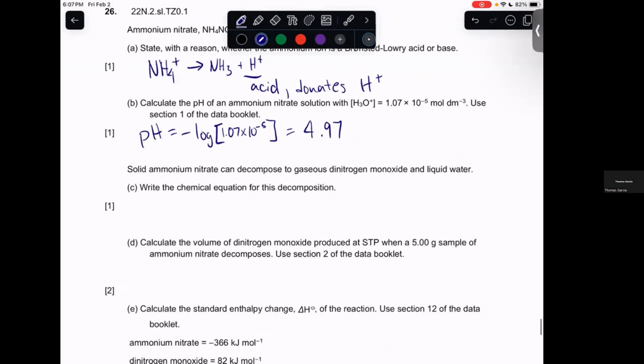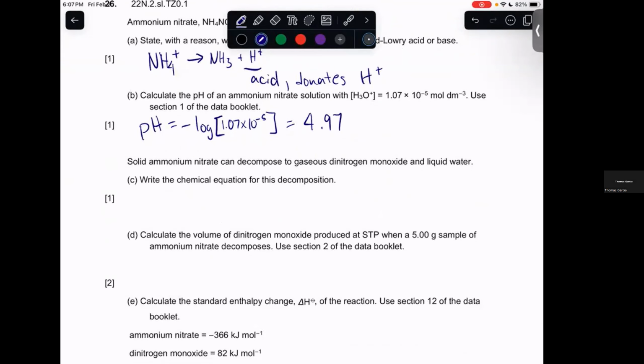They don't want them. All right, write the chemical equation for the decomposition of solid ammonium nitrate. NH4NO3, solid, decomposes into gaseous dinitrogen monoxide, N2O, plus liquid water, H2O. All right, so what we have to do is make sure our equation is balanced.